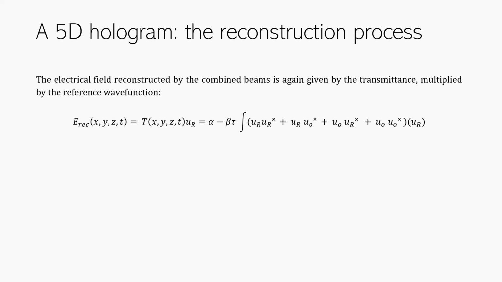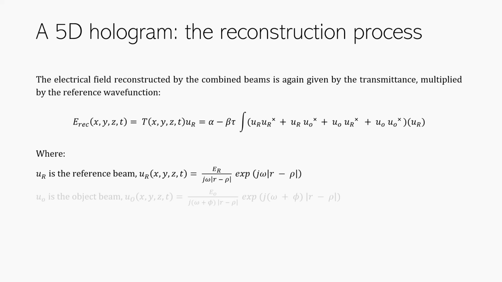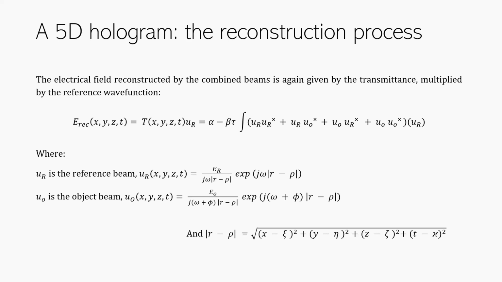Okay, so the electrical field reconstructed by the combined beams is once again given by the transmittance multiplied by the reference wave function, where UR is the reference beam, and that's the previous system state with some energy distribution and some assignment of positions over some time distribution. And UO is every single possible object beam, and every single object beam will have some phase angle difference to the reference beam. And that phase angle difference is again the difference in the distribution of probability amplitudes that are distributed across 5 orthogonal axes. And so now the coordinates of the point source distribution across the recording plane are defined across 4 dimensions.